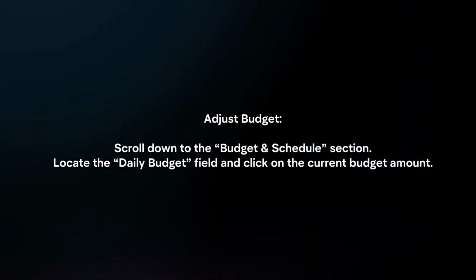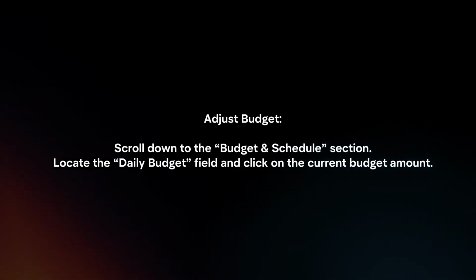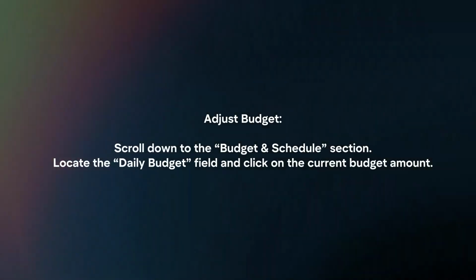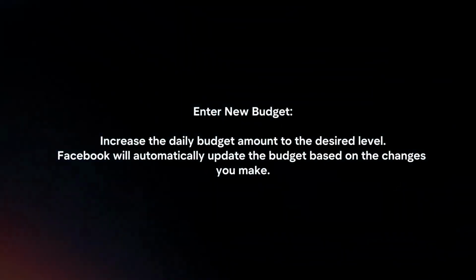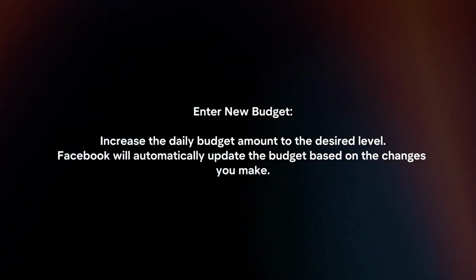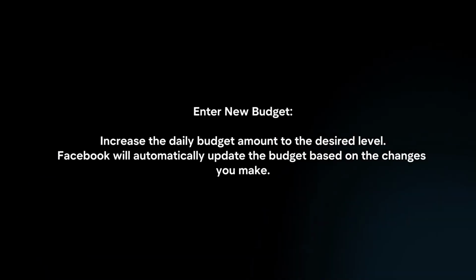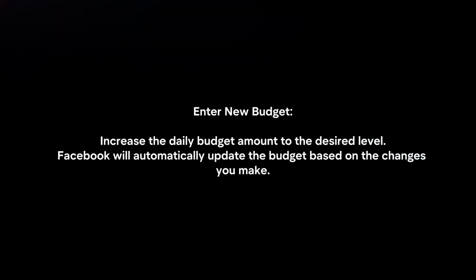Adjust budget. Scroll down to the budget and schedule section. Locate the daily budget field and click on the current budget amount. Enter new budget. Increase the daily budget amount to the desired level. Facebook will automatically update the budget based on the changes you make.